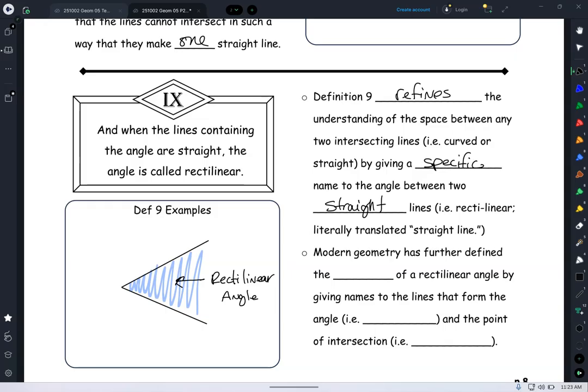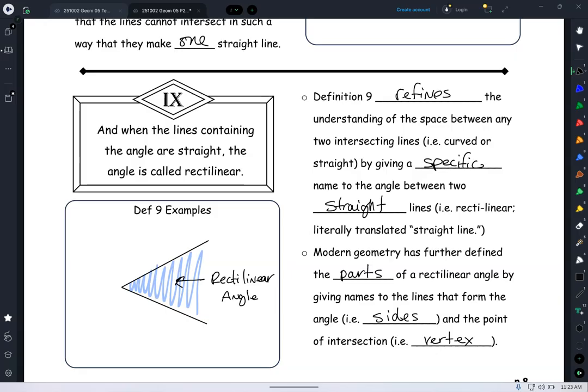Now, even more so, modern geometry has further defined the parts of a rectilinear angle. Watch this. This is super important. This is where it gets really important. By giving names to the parts, specifically the lines that form the angle, the space in between. Those lines are called the sides of the angle. And watch this. The point of intersection of the straight lines is called the vertex.